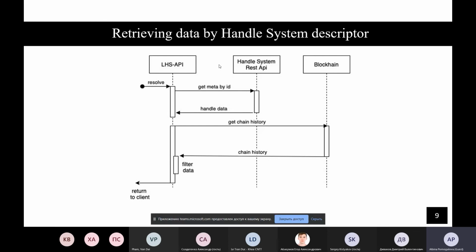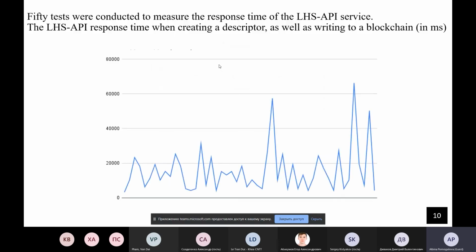In this case, a common chain is formed from the network, which is then additionally filtered on the client according to the necessary handle ID. So the final part of my presentation is our results, which we got from our 50 tests conducted to measure the response time of the LCS API service.